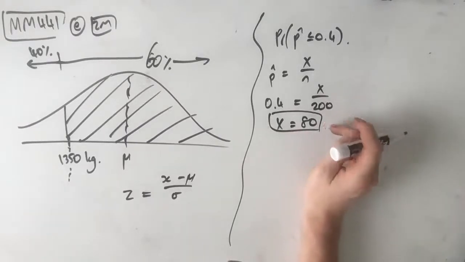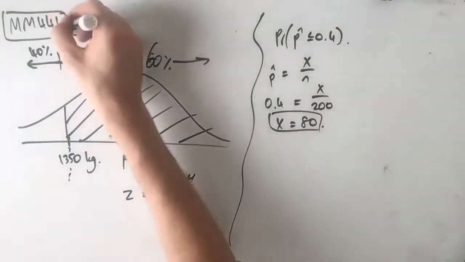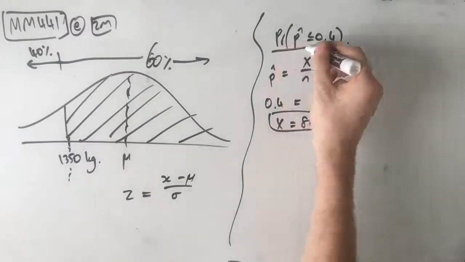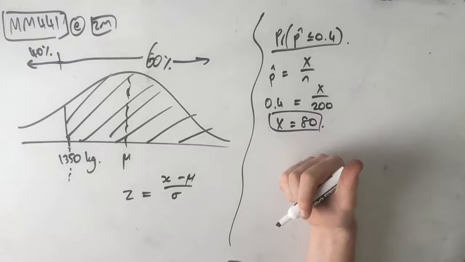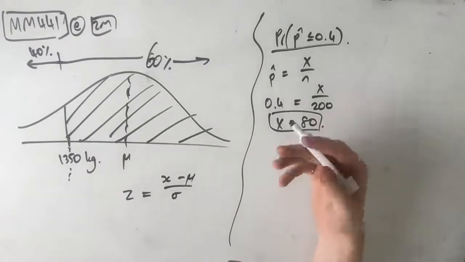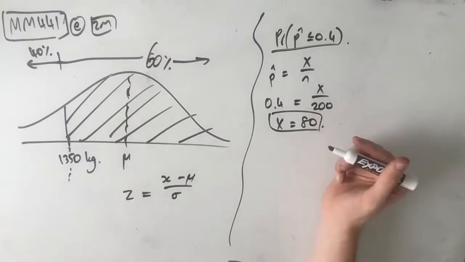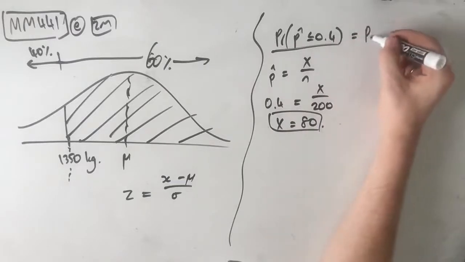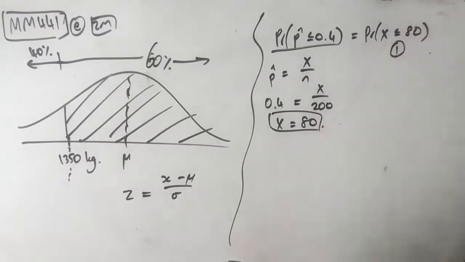So the reason that we're doing this is because we want to create a binomial distribution for this probability function, I guess. Now, the reason that we do that is because we don't know how to evaluate this, right? But we do know how to evaluate binomial distribution. Because in this sample of 200 cars, a car can either be less than 1350 or more than 1350, obviously including 1350 itself. But there's only 2 outcomes there, which means that we can use binomial distribution. So that means that the probability that p hat is less than or equal to 0.4 is the same as the probability that x is less than or equal to 80. This is our first mark, okay?